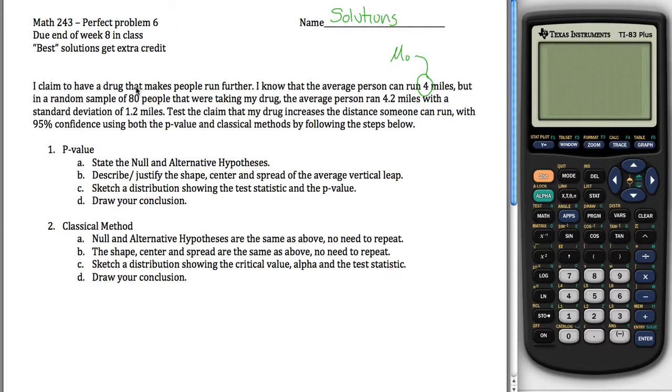But in a random sample of 80 people, sample size, we use n to represent that, that were taking my drug, the average person ran 4.2 miles. This is a sample average. Use X bar for that. With a standard deviation of 1.2 miles. Note that that's a sample standard deviation, so we use S for that. Test the claim that my drug increases the distance someone can run with 95% confidence. That'll be important. That'll tell us that alpha is equal to 0.05.